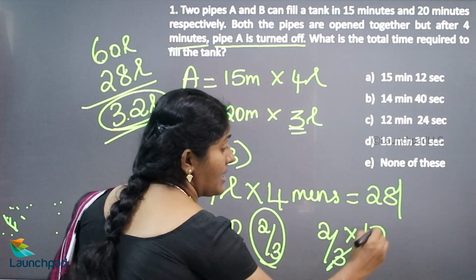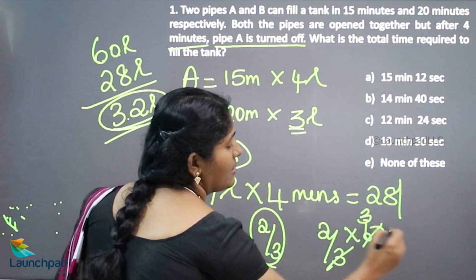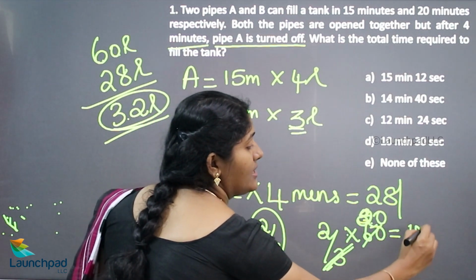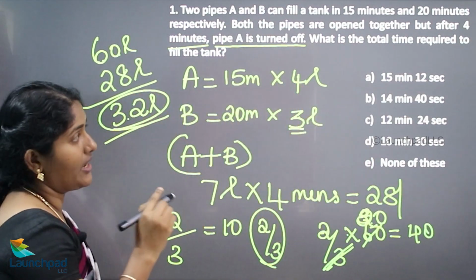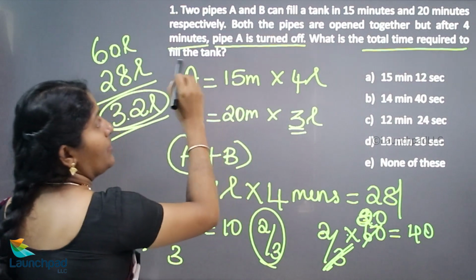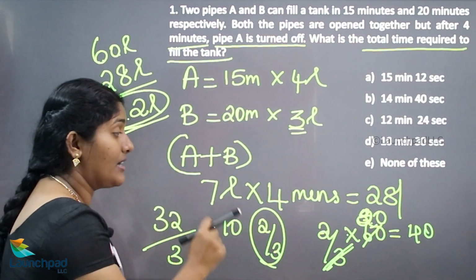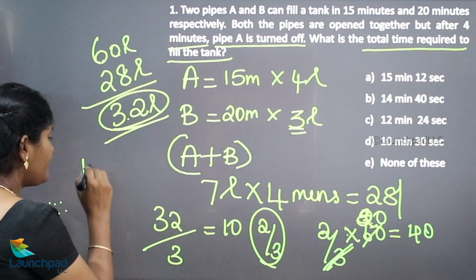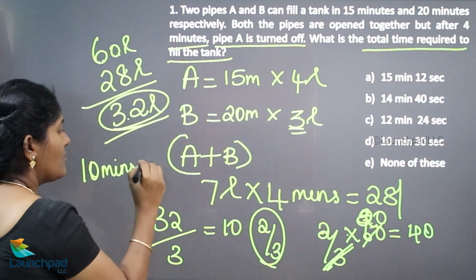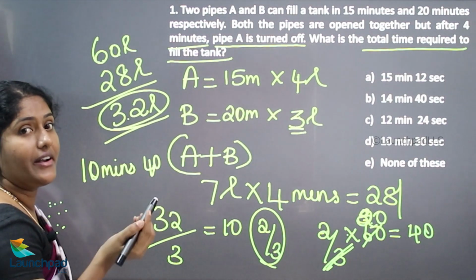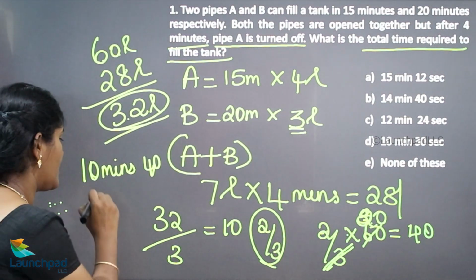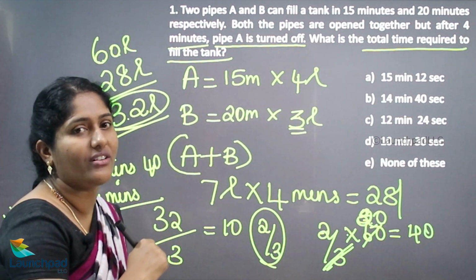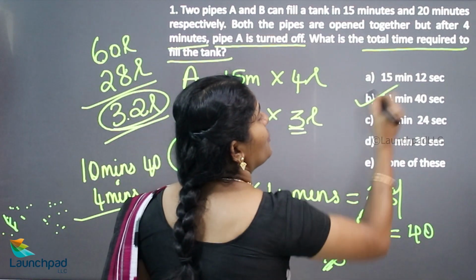So 60 will cancel. So 3 twos are 6, this is 1 time, this is 2 times. So 20 into 2 is 40 seconds. B alone can take this to fill the remaining tank in 10 minutes 40 seconds. Already they worked for 4 minutes. So your answer is 14 minutes 40 seconds. So 14 minutes 40 seconds.